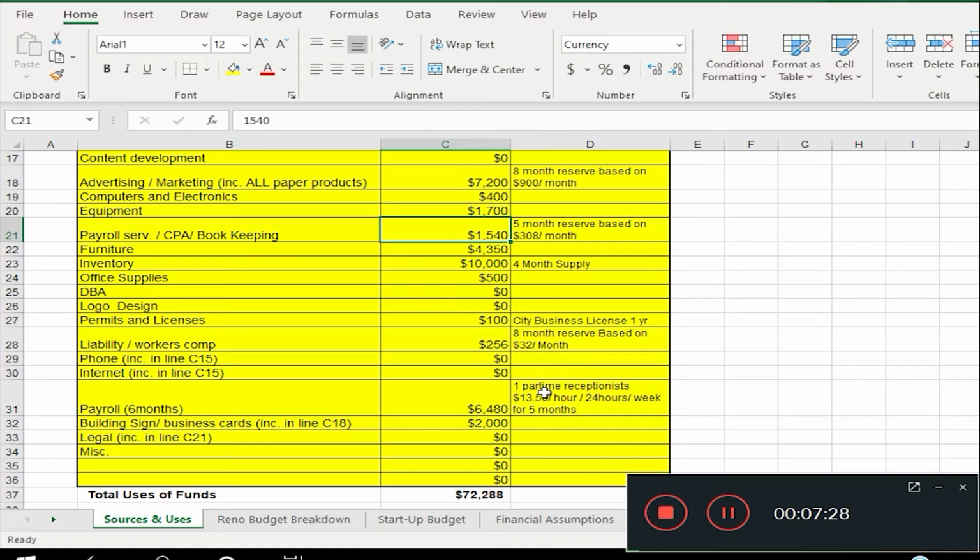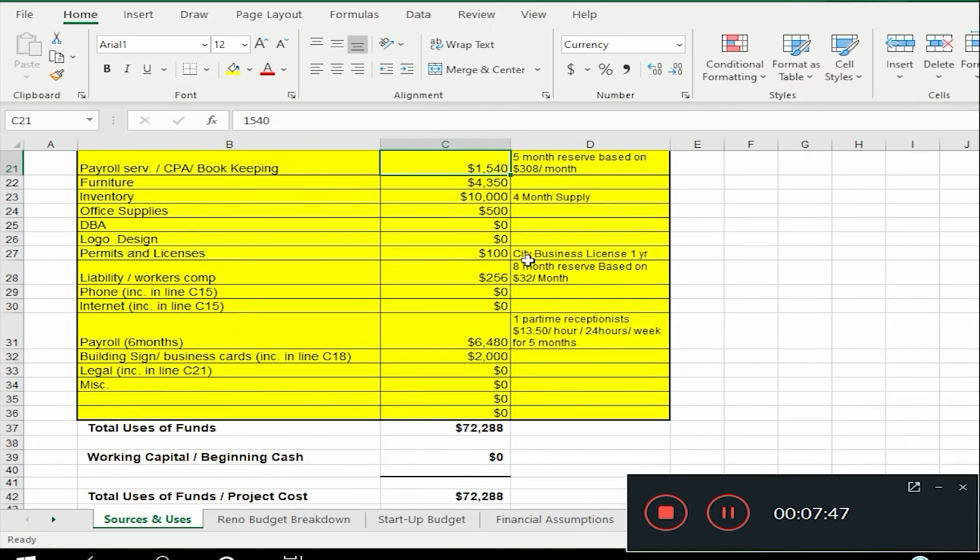so that's $100. And then the liability and workers' comp, that's because I did plan on having an employee, completely separate from the payroll service and expense. The liability and workers' comp actually cost about $32 a month, so I wanted to make sure I had some money saved for an 8-month reserve for that. Phone and internet is listed above, so I basically made sure that I had that line item listed here, and I notated where it was listed so that I'm not confusing myself.